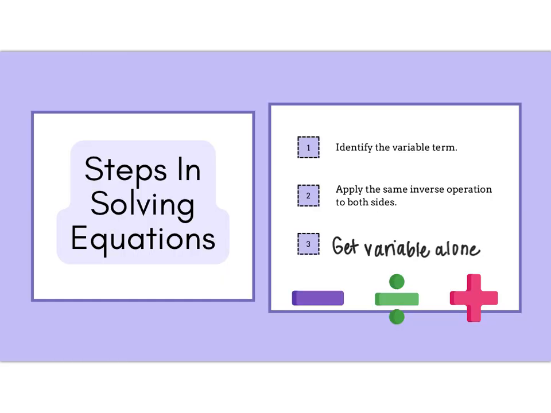Now we're going to look at the steps in solving equations. So first we want to identify what the variable is, what the variable term is. Then we want to apply inverse operations to both sides. We're going to take a look at what inverse operations are on the next slide. And then our very main goal, our objective, is to get our variable alone, all by itself.